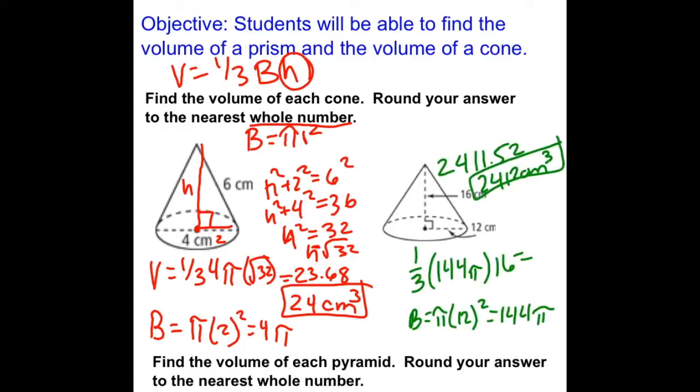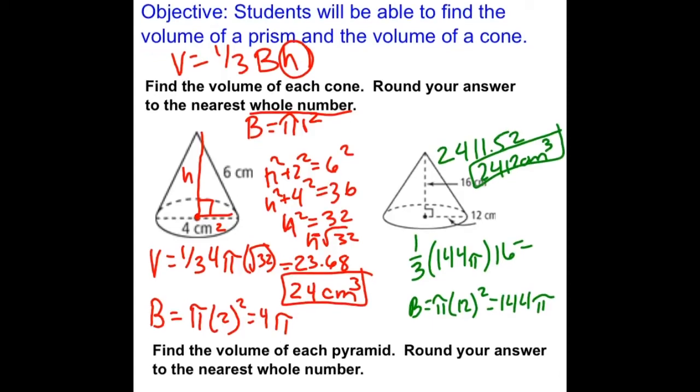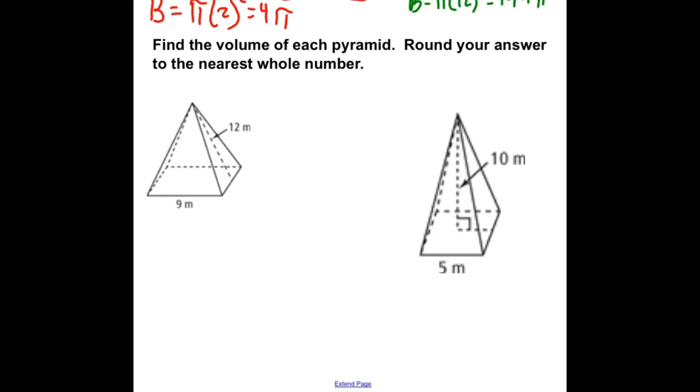And we should end up getting 2,412 centimeters cubed on that one for our volume. So pyramids are really similar. Once again, it's that 1/3 base times height formula.